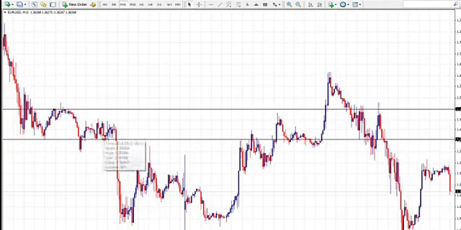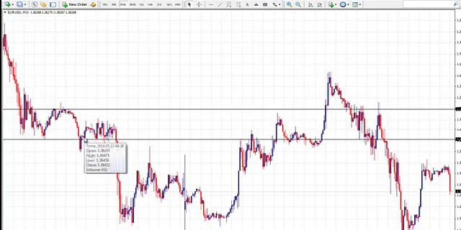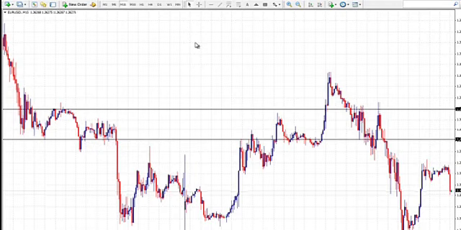Okay, and then what happens? You have a blue candle that opens and closes above this swing low, which means that this is a fake out and you actually are in a losing trade. But we are not looking at this right now.